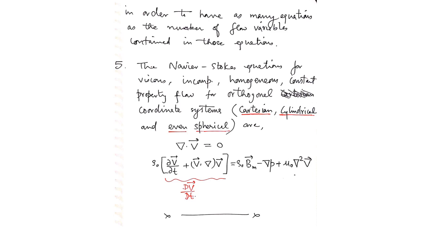Okay, so now the last point where I want to end today's lecture: the Navier-Stokes equations for viscous incompressible homogeneous constant property flow for orthogonal coordinate systems. So what are the orthogonal coordinate systems generally employed in the subject of fluid mechanics? You use Cartesian, cylindrical and even spherical. Spherical, as I said, is outside the scope of my current course, but in some electives or advanced courses in fluid mechanics you may have to use these orthogonal systems also.